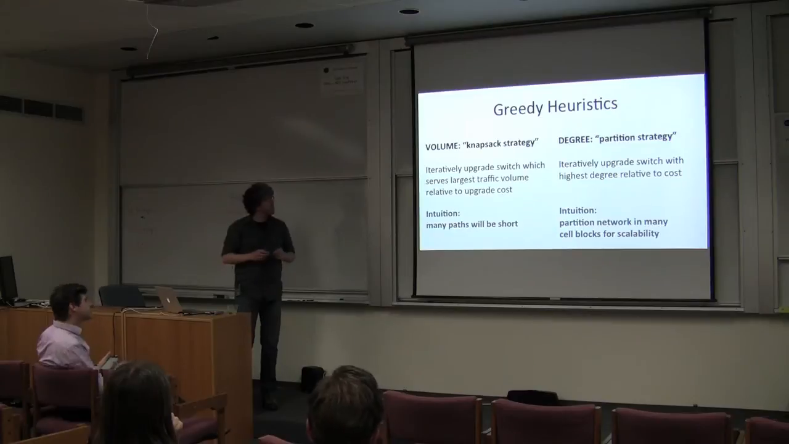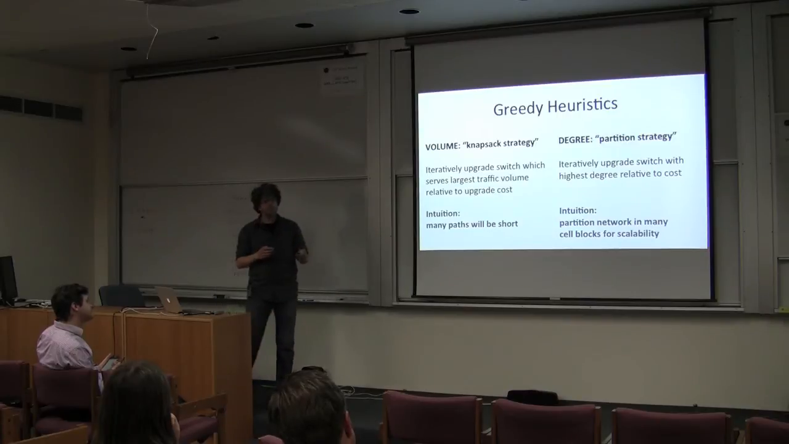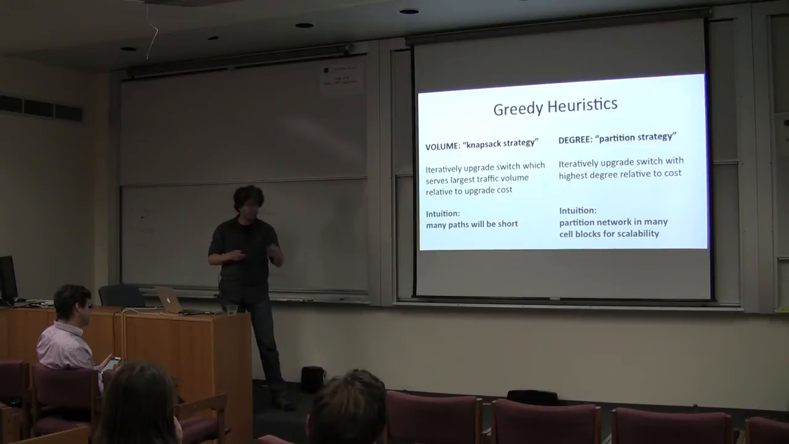So the first heuristic, well, let me just step back for a second. These heuristics work in an iterative fashion, meaning we take the graph representation of the network and we go step by step, selecting a switch or a router in the network which is going to be the most cost-effective switch to upgrade subject to the constraints.